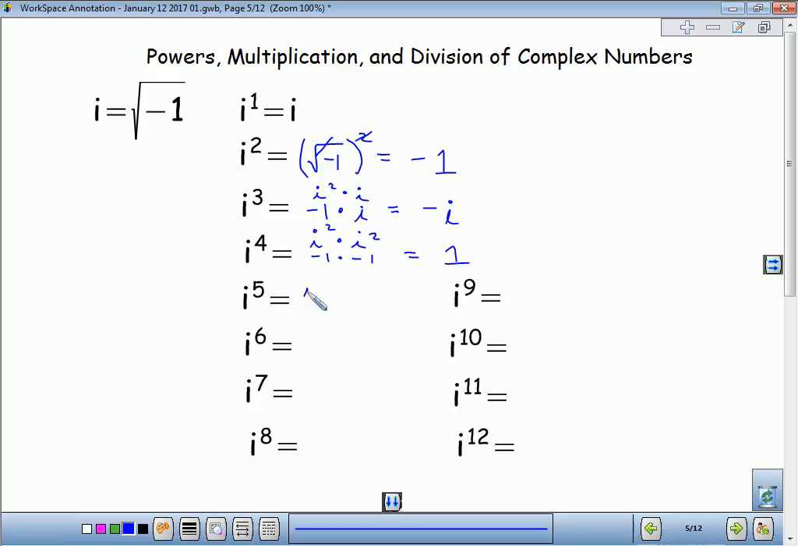Okay, i to the fifth. Could I think of this as i to the fourth times i? And i to the fourth is 1, and i is i. So i to the fifth is i. i to the sixth: let's do this times this, maybe, which is 1 times -1. That's amazing. It's a pattern.